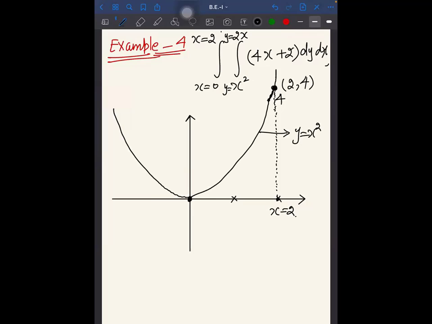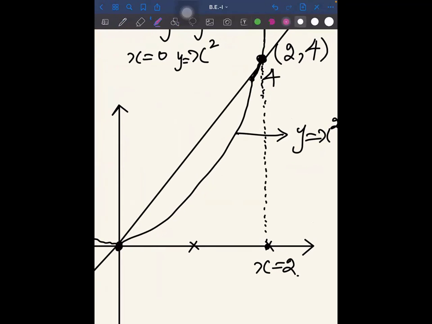And what is our second line? That is y equals 2x. If you put x equal to 2 in this equation, y will also be 4. That means y equals 2x is a line which also passes through this point. So this is your line y equals 2x. Can you see the region? This is the region that is enclosed between the parabola and the line.